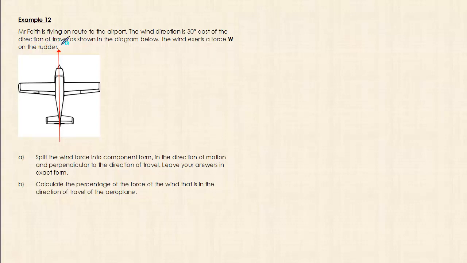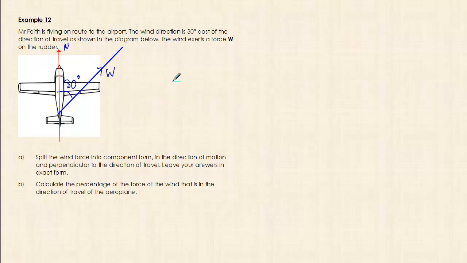Mr. Feith is flying en route to the airport. The wind direction is 30 degrees east of the direction of travel as shown in the diagram below. The wind exerts a force W on the rudder. So since the diagram's going straight up the page, we'll assume that this is north up here. So 30 degrees to the east would be in this sort of direction. And this force is W, and this angle is 30 degrees.